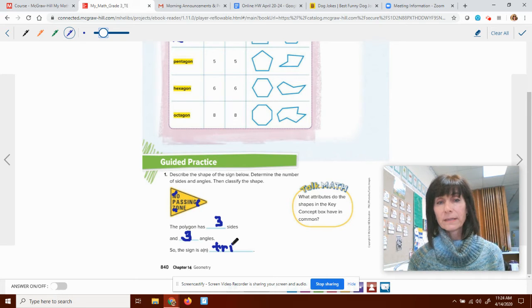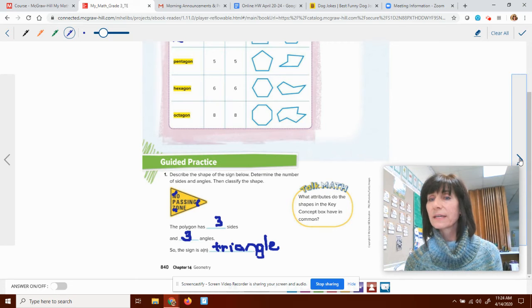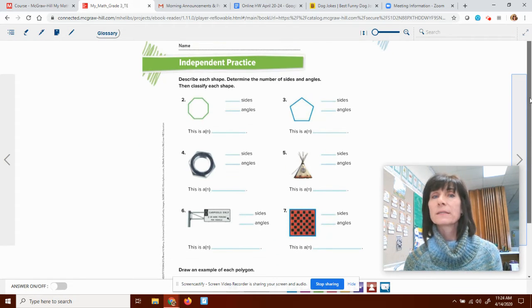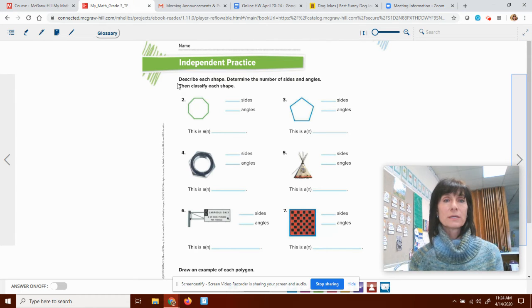All right, let's turn the page. I'm bound and determined to get that word triangle printed there. Let's go ahead on the next page. And on 841, independent practice, they want you to do this.